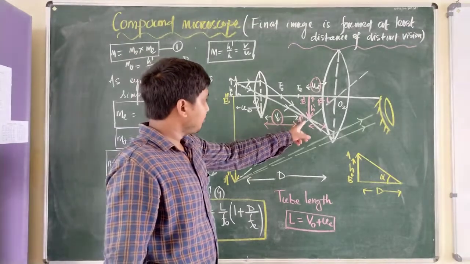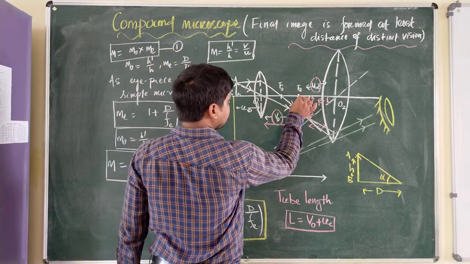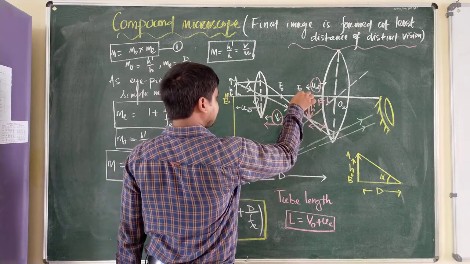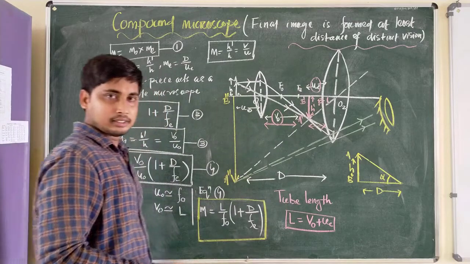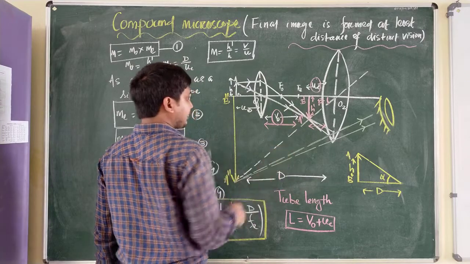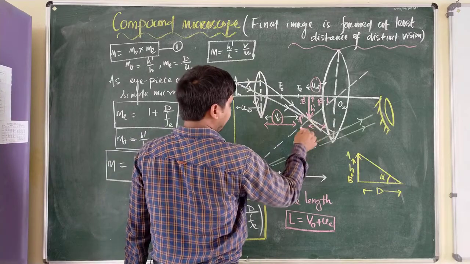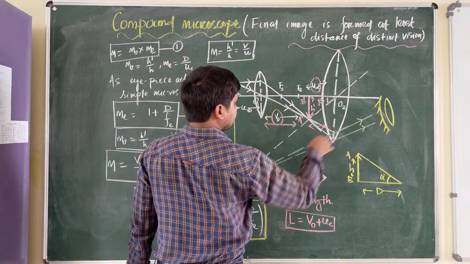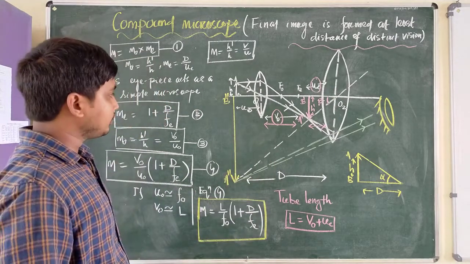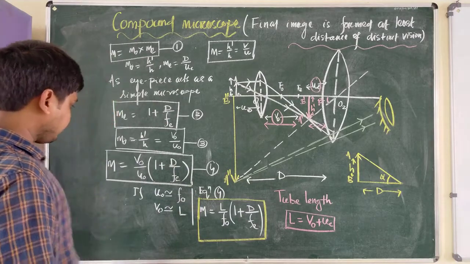So the image A prime B prime, which is formed by the objective, is now lying in between the focus of the eyepiece and the optical center. In normal adjustment, this image A prime B prime will be formed exactly at the focus of the eyepiece. Hence, the refracted rays after passing through this lens will become parallel and they will be at infinity, so that our image will be formed highly magnified. Is it clear?